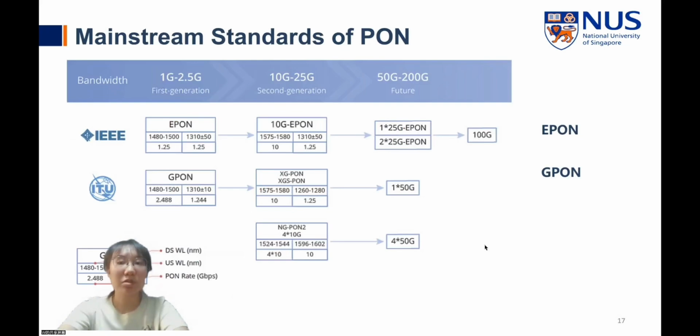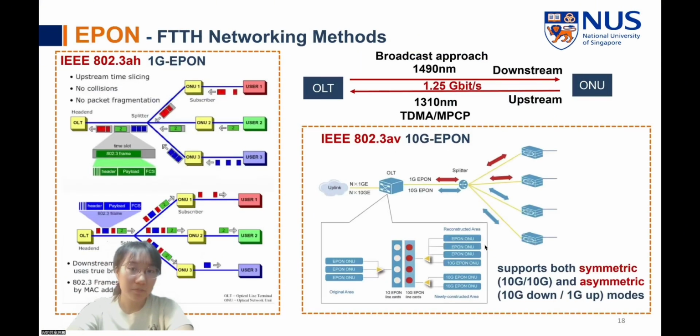And with the development of the PON architecture, multi-standard systems have emerged. Among these standard systems, EPON, which is Ethernet Passive Optical Network, and GPON, which is Gigabit Passive Optical Network, are most widely adopted. For EPON, there are two main types, the 1G EPON and 10G EPON.